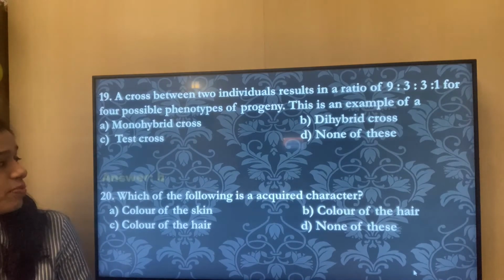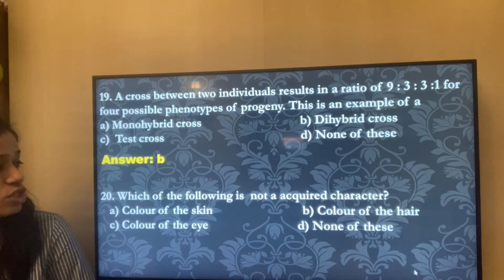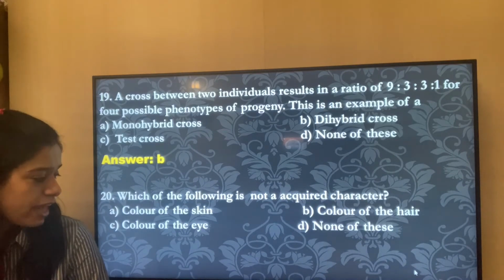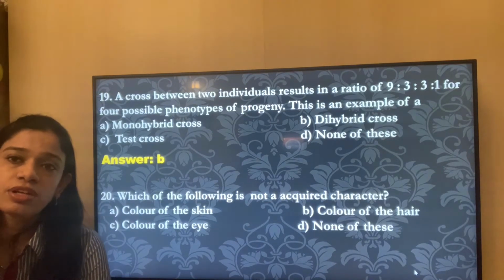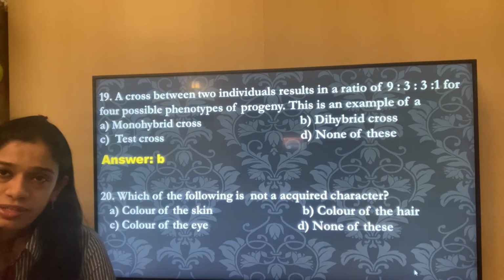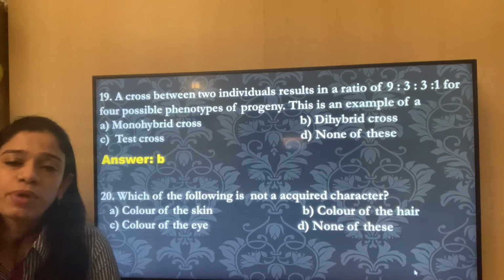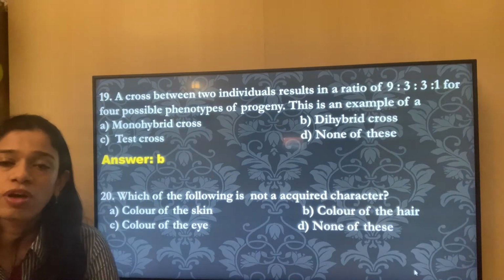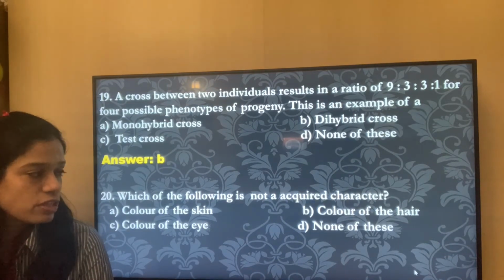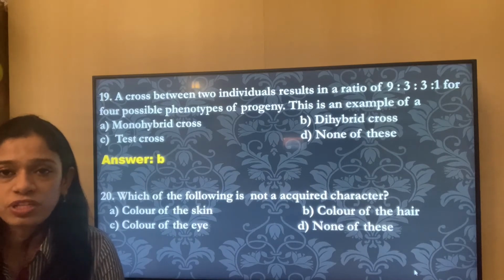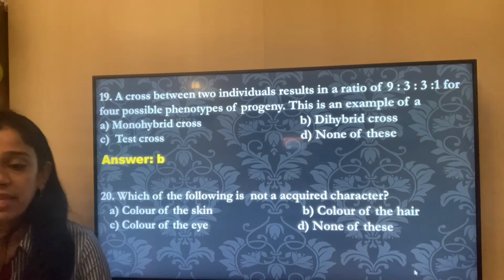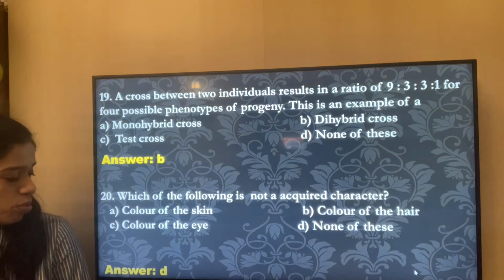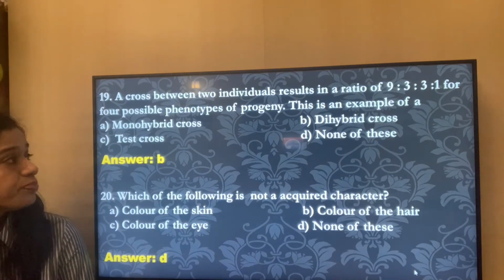That is answer B. Which of the following is not an acquired character? Color of the skin, color of the hair, color of the eye, or none of these? Now these all are acquired characters. These all characters are passed on from the parents to the offspring. So they are all acquired by the offspring from the parents. So the option should be none of these, because these all are acquired characters and they are asking which is not an acquired character. So the option should be answer D.